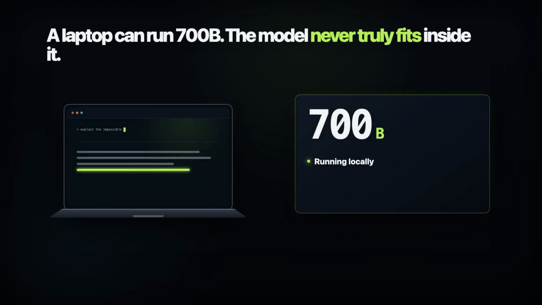A model that once required racks of specialized hardware can now, with enough compression and patience, produce an answer on an ordinary computer. Not quickly, not without compromises, but locally. So yes, a laptop can run a nearly 700 billion parameter model. The catch is that the model never truly fits inside it, and you pay for that with speed.